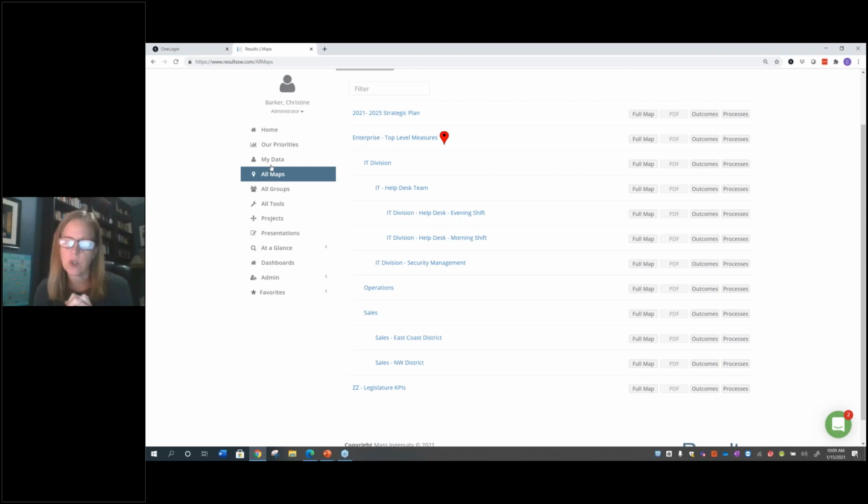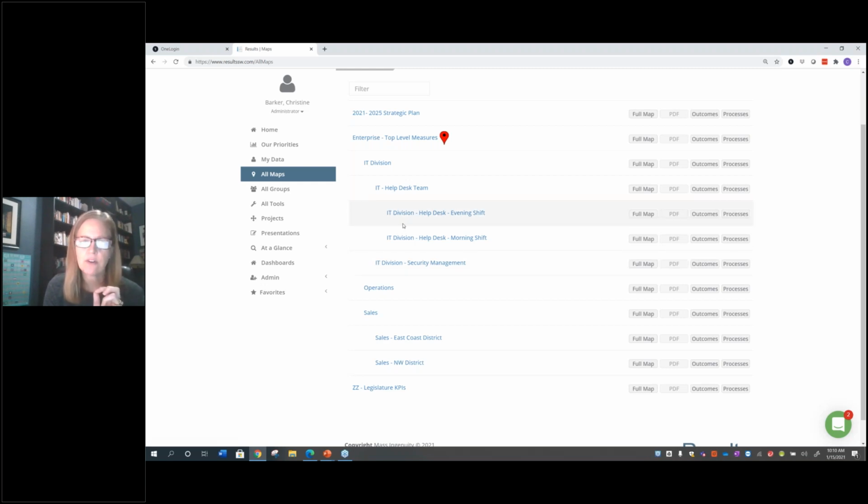Okay, so that's one choice point. Then my org, if you recall, I had my enterprise, and then my enterprise had 3 divisions: IT, operations, and sales. So you can see the indentation. I created those divisions. The parent map is always the enterprise. So I can see here the first indentation is my IT division, then I go operations, and then I go sales. IT is further divided into my help desk. And then also the same level is the security management.